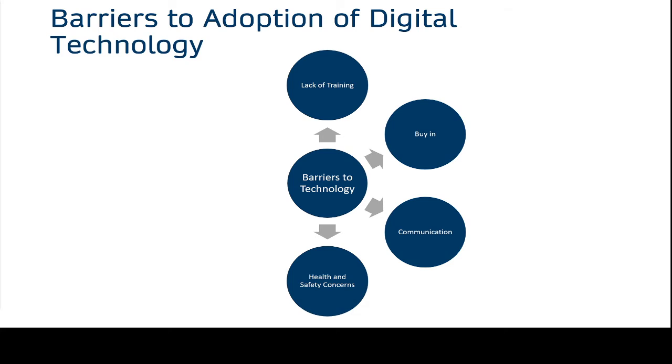Barriers to technology. So we've got health and safety concerns. So if people have got concerns around health and safety, they're going to avoid using it. And that depends what the technology is, particularly around remote technology, mobile technology as well.